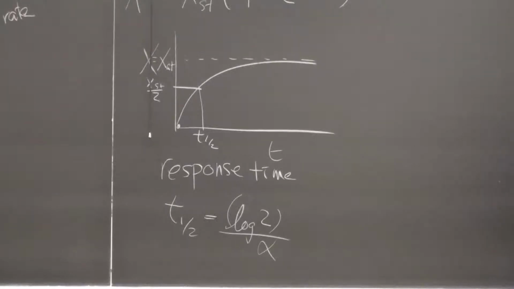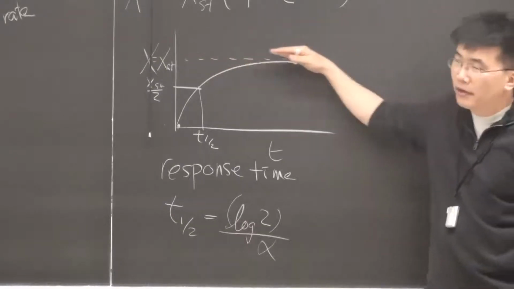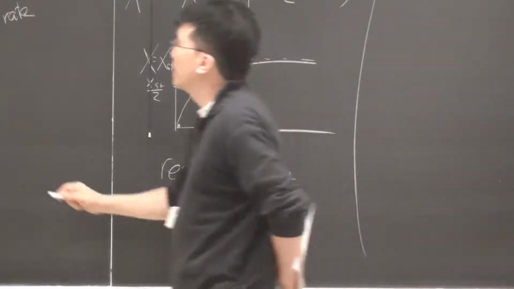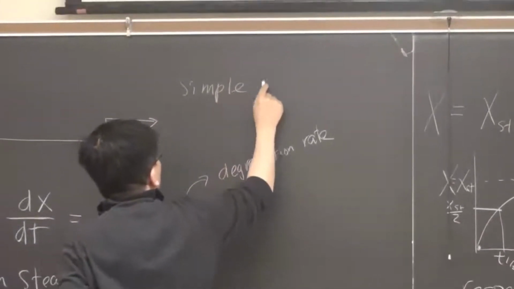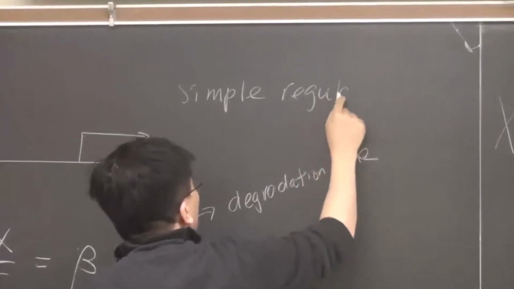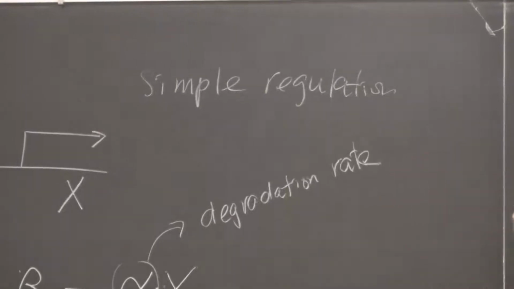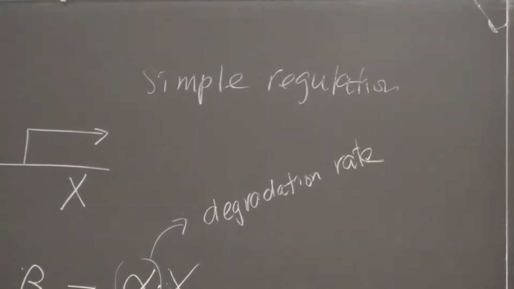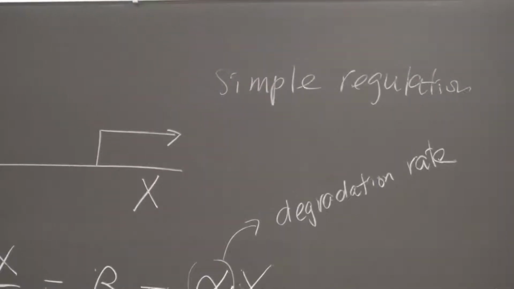Right? Of course, the production rate will affect the steady state value. So this, I can call simple regulation. Well, there's no regulation, right? You can just turn it on, turn it off, but there's no concentration dependent production rate here.